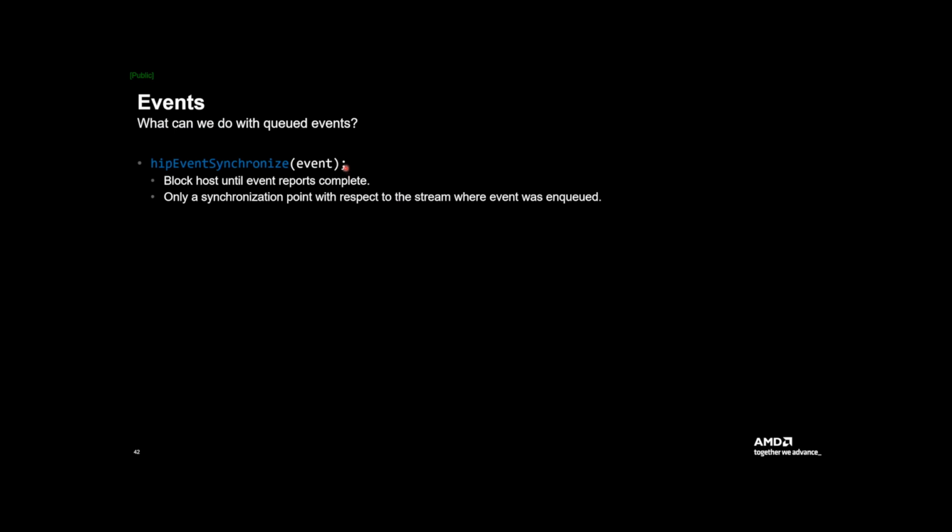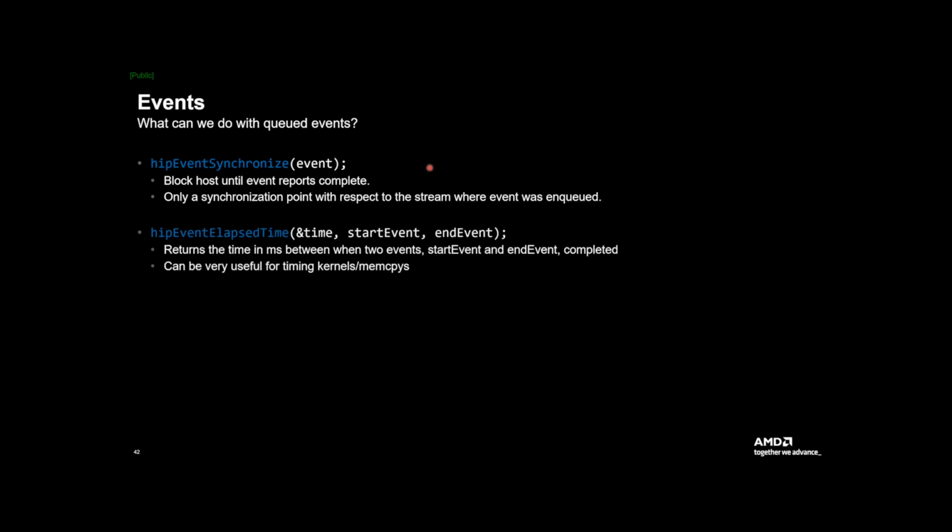So imagine you have a strange workflow in your application where you need to reach a certain point before you do something else. You create an event to be sure that you will not continue before this happens. It is only a transition point with respect to the stream where the event was enqueued.